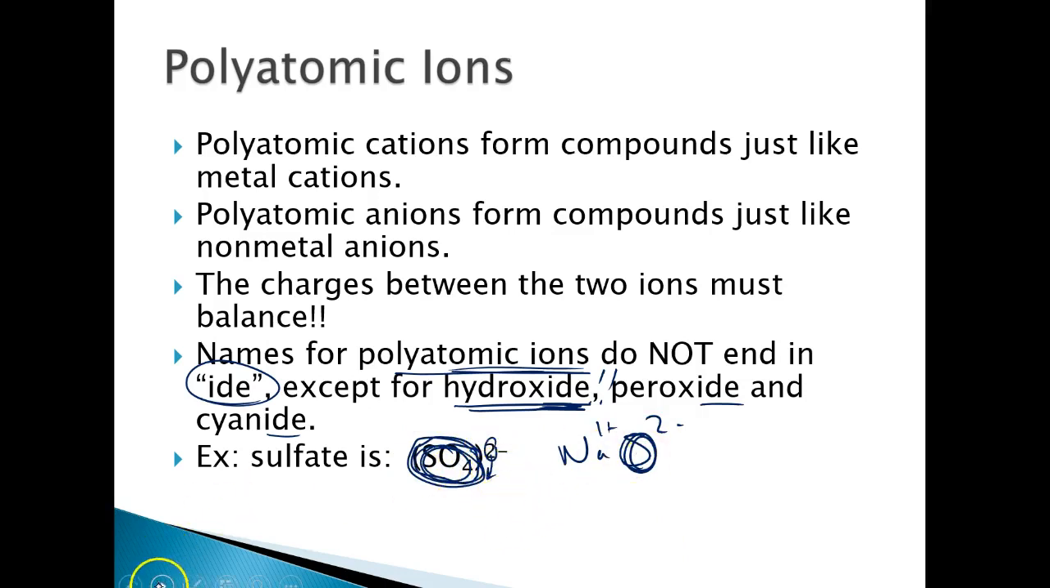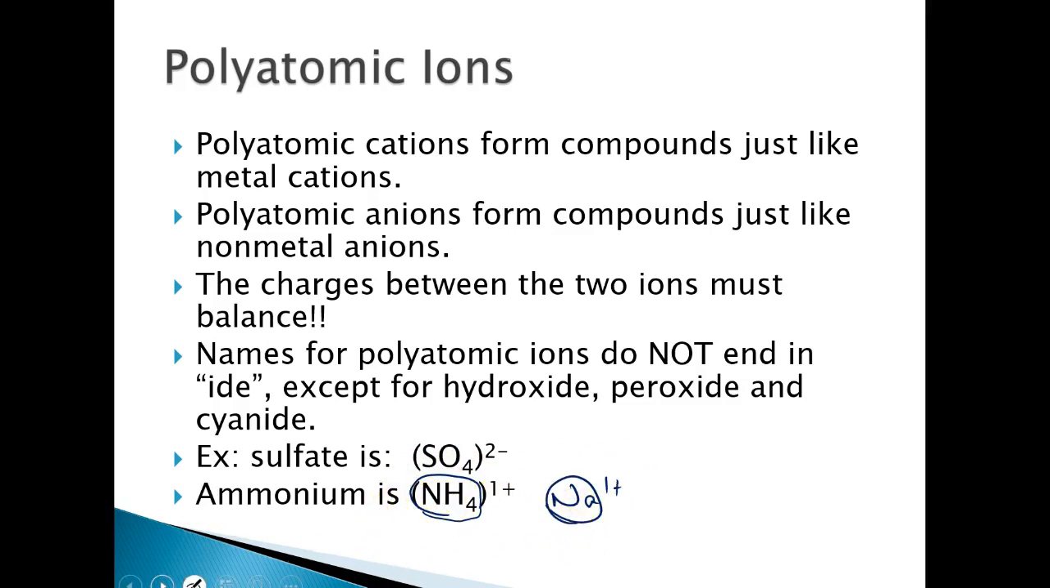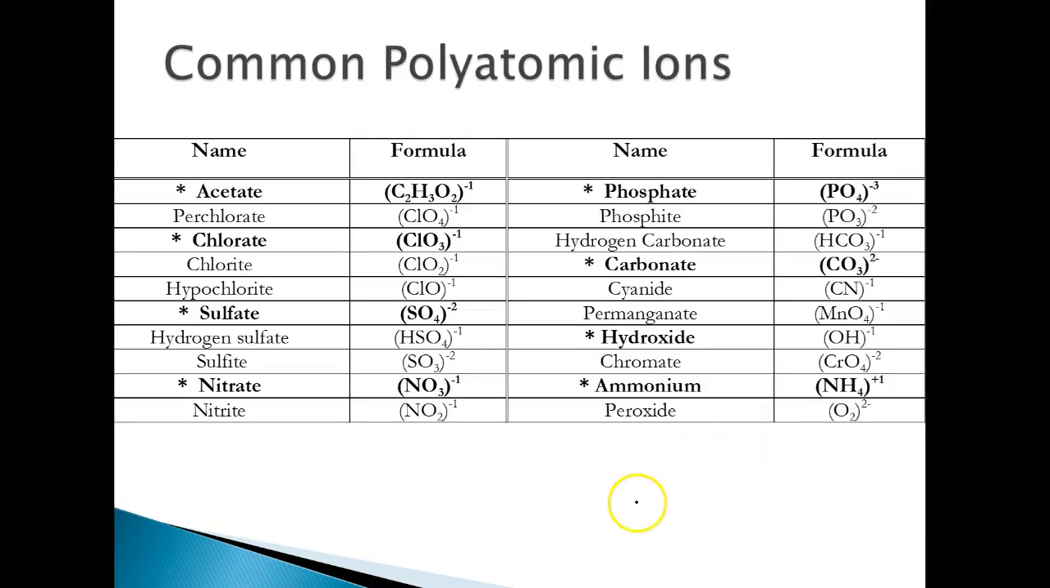Okay, so sulfate is SO4. I'm going to erase the ink. And then ammonium is NH4 1+. So this is the only cation I know of. It behaves just like Na1+. It behaves like that, except it's a group of atoms bunched together. So here are the common polyatomic ions. I will give them to you. The ones that have the little asterisks are the most common ones, and you're probably going to see them more than any other one.